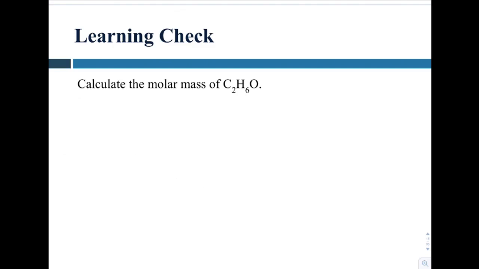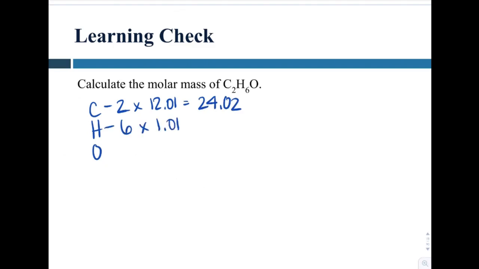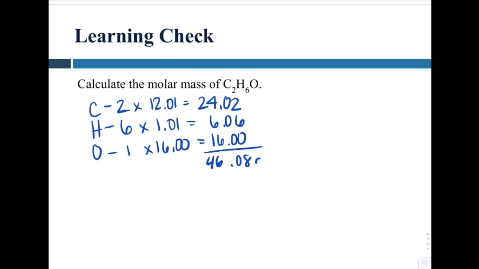So for this one, we're going to use carbon, hydrogen, and oxygen. I have 2 carbons weighing 12.01 each, so that's 24.02. I have 6 hydrogens weighing 1.01 each, that's 6.06. And I have 1 oxygen weighing 16, which is equal to 16. This gives me 46.08 grams per mole.